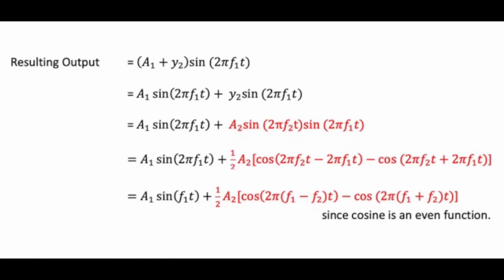For the second part, we'll use a trig identity. What I'm using here is the product to sum formula. And from that, what we get is that the second part of the output, a2 sin(2π f2 t) times sin(2π f1 t), is equal to 1/2 a2 times the quantity cos(2π(f1 − f2)t) minus cos(2π(f1 + f2)t). What we have done is rewrite the product of two sine waves as the difference of two cosine waves.